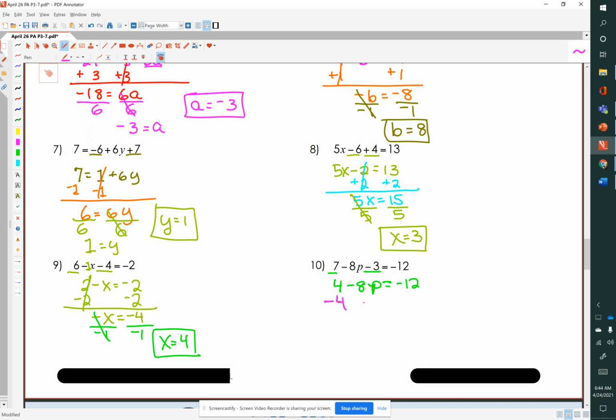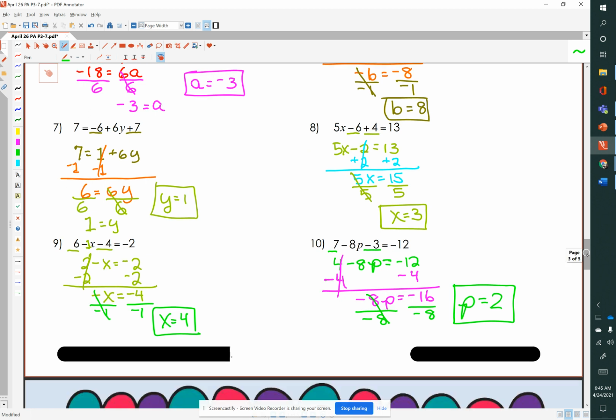And whatever I do to one side of the equation, I do to the other. So 4 minus 4 equals 0. I bring down my negative 8p equals negative 12 minus 4, which is negative 16. So now what is happening to p? It is being multiplied by -8. So I will use the inverse operation, division, to divide by -8, and whatever I do to one side, I do to the other, which leaves me with p equals -16 divided by -8, which equals 2.